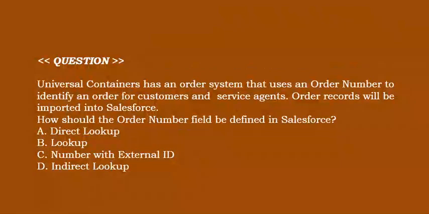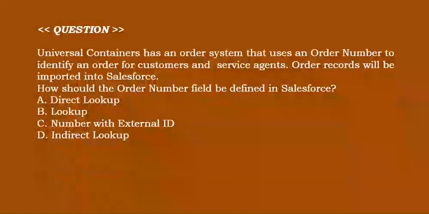Next question is, Universal Containers has an order system that uses an order number to identify an order for customers and service agents. Order records will be imported into Salesforce. How should the order number field be defined in Salesforce? Option A, direct lookup. Option B, lookup. Option C, number with external ID. Option D, indirect lookup. Correct answer is option C.